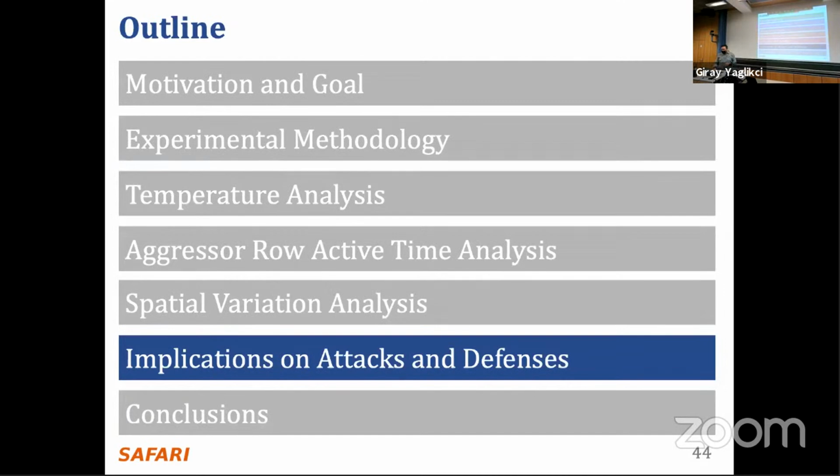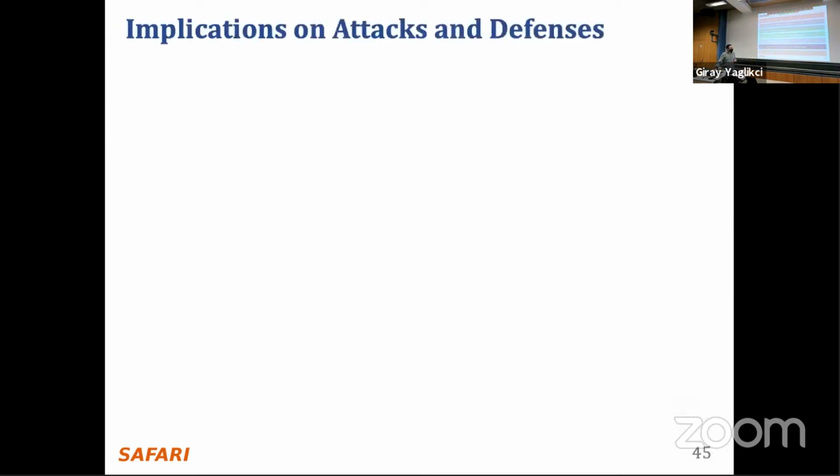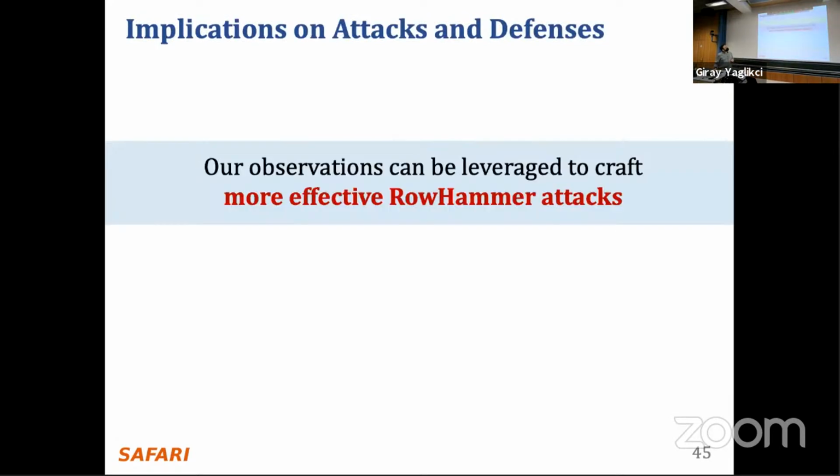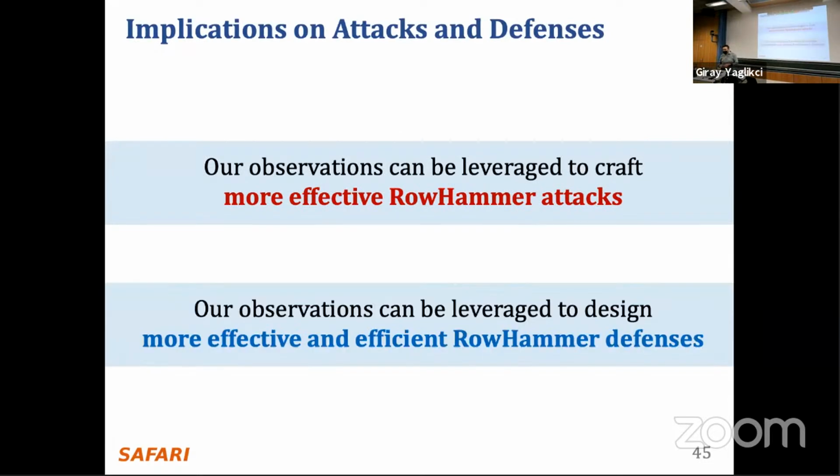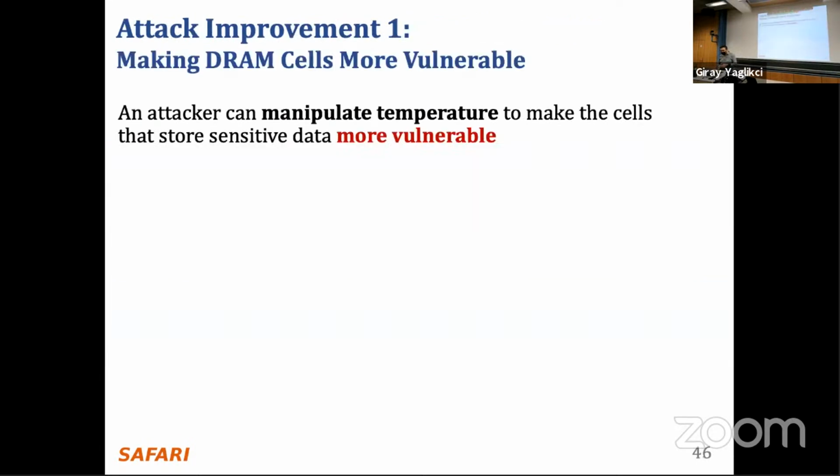So now I will explain the implications of our observations for future attacks and defenses. We believe that our observations can be leveraged to craft more effective attacks and to design more effective and efficient defenses. In the following slides, I will explain several examples of these implications. As the first example, as an attack improvement, the attacker manipulates the DRAM module's temperature to increase the RowHammer vulnerability of the cells that store sensitive data.